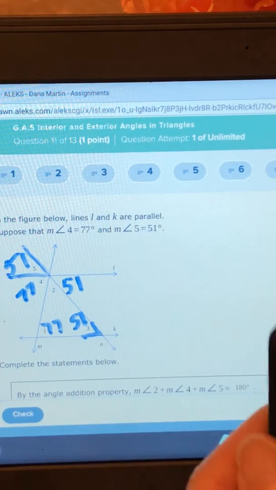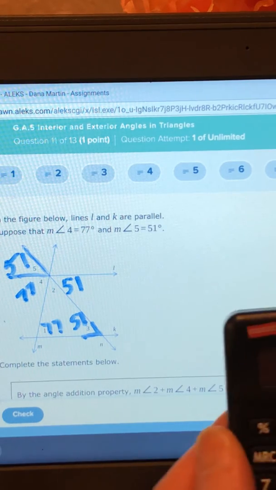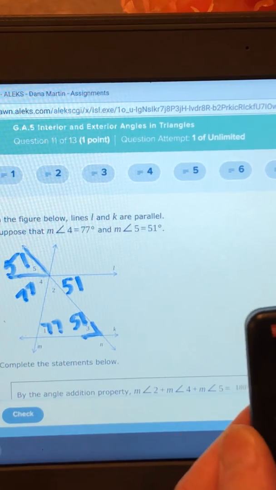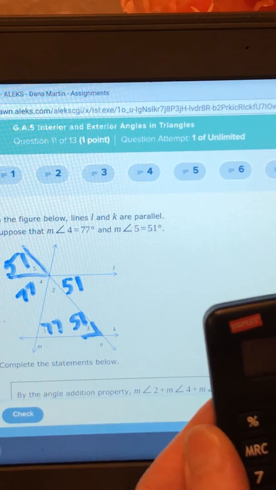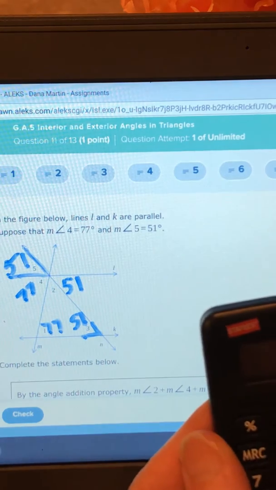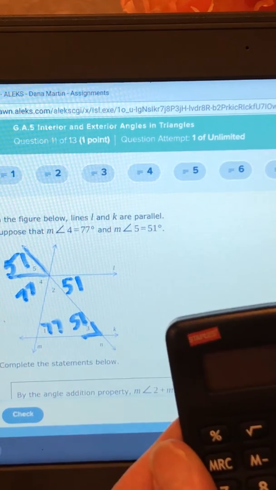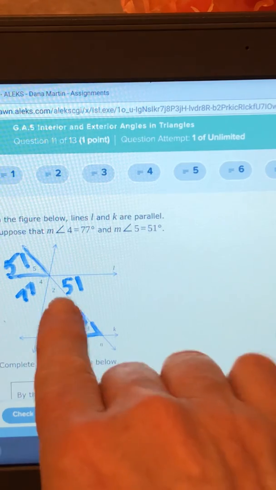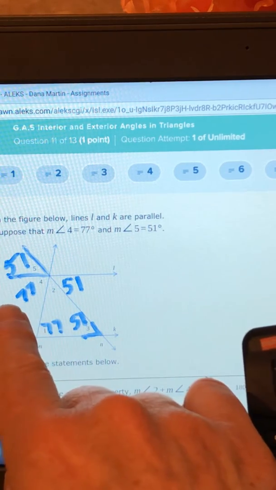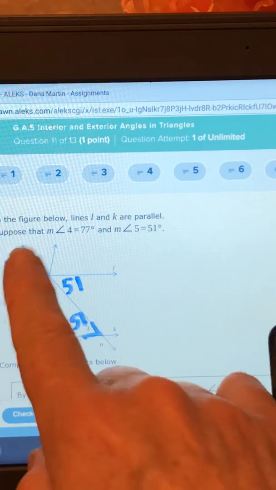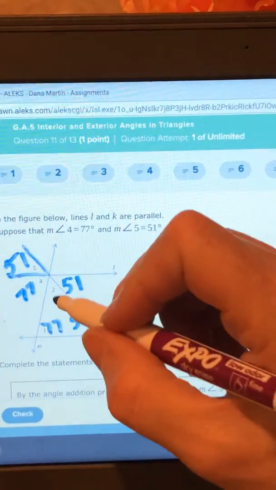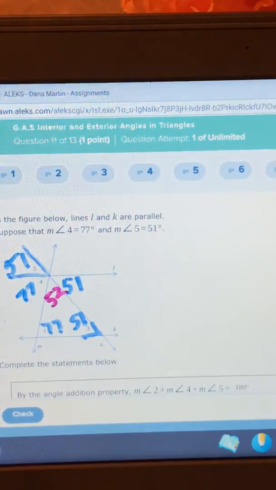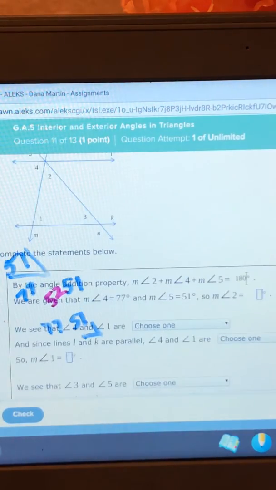Well, you add up 51 plus 77. That equals 128. I'll go ahead and subtract that, because I'm not going to take the time to do it mentally. And you get 52. So when I added 51 and 77 and subtracted that from 180, I got 52, which means angle 2 is 52. All right, so we're going to say angle 2 is 52.